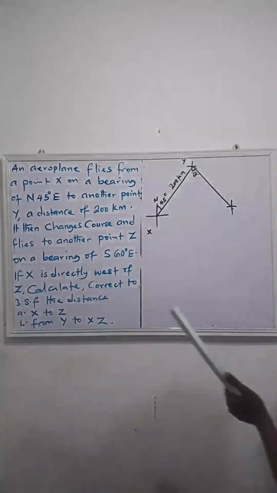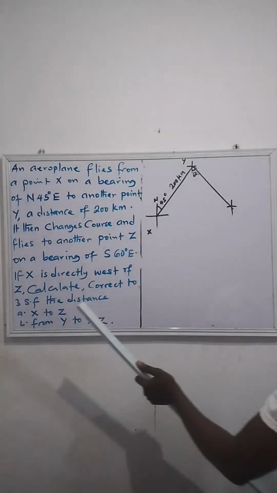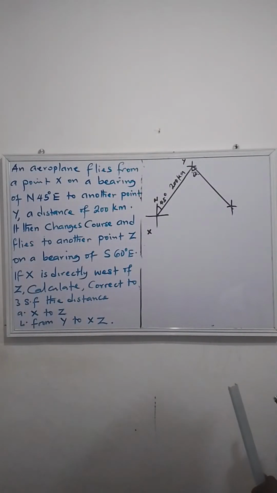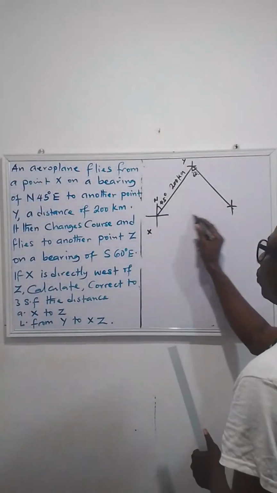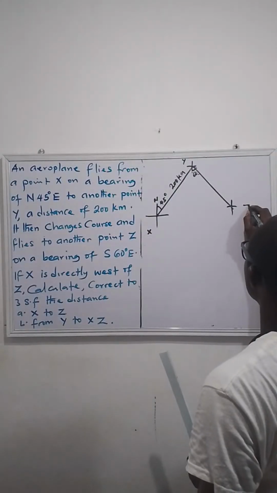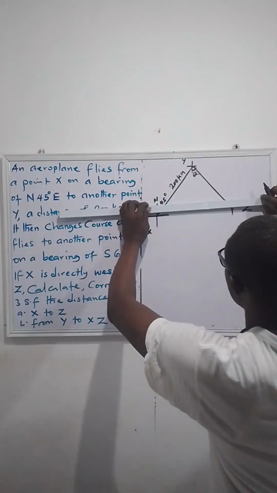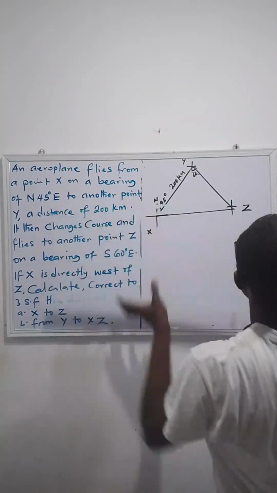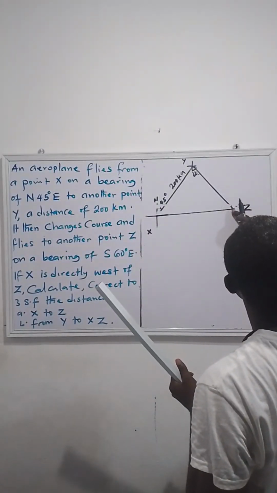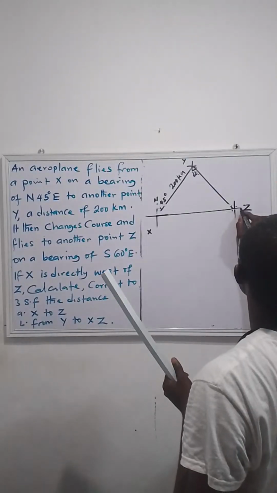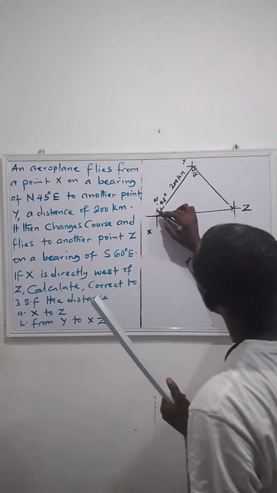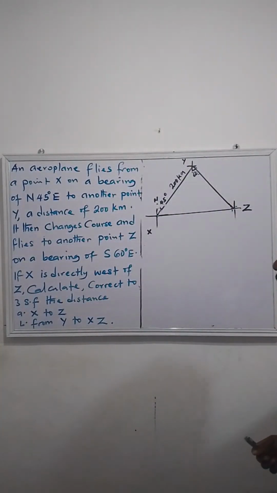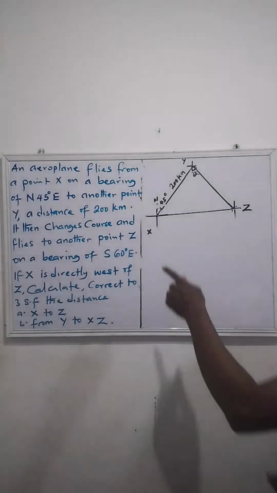Point Z is such that X is directly at west of Z. That means they are going to be on the same line. So this is point Z, and west of Z is point X. So we have a straight line here. I hope you understand that now. This is the movement, the trajectory of the aeroplane.